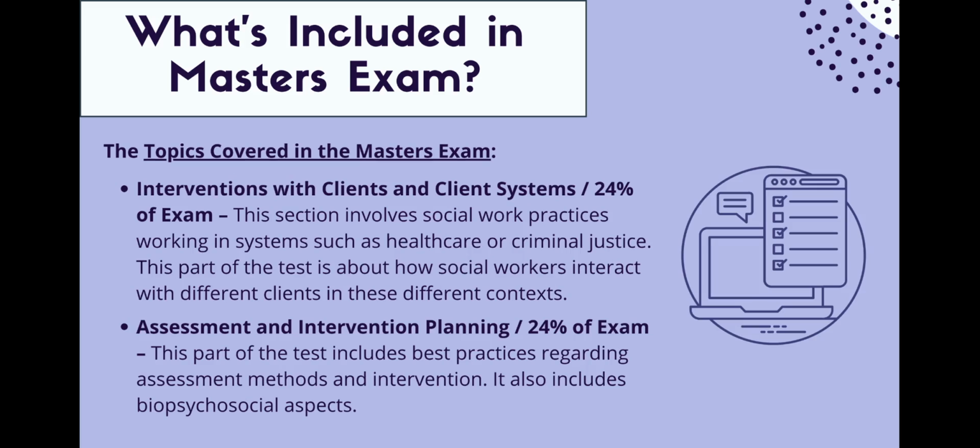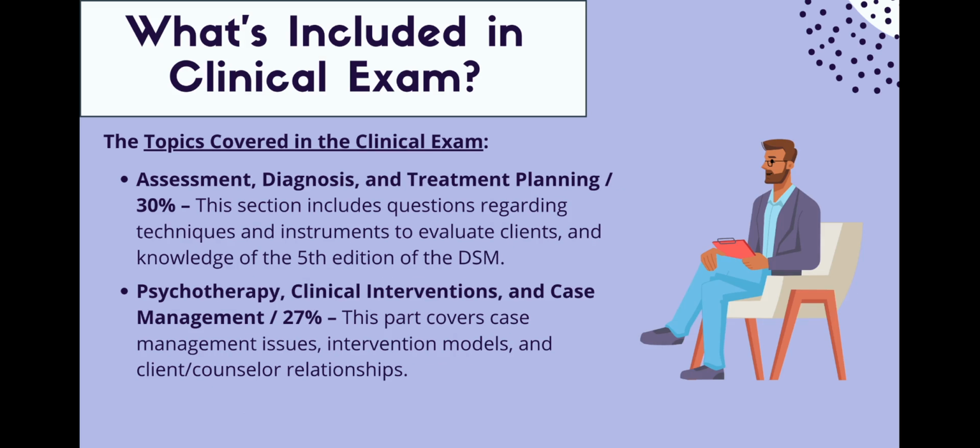Interventions with clients and client systems is 24%. And assessment and intervention planning also 24%. So let's jump over to the clinical ASWB exam now. The first and by far biggest section of the clinical exam is assessment, diagnosis, and treatment planning.